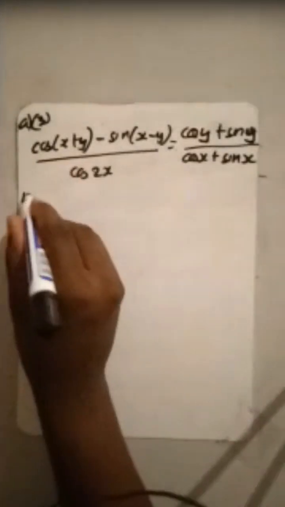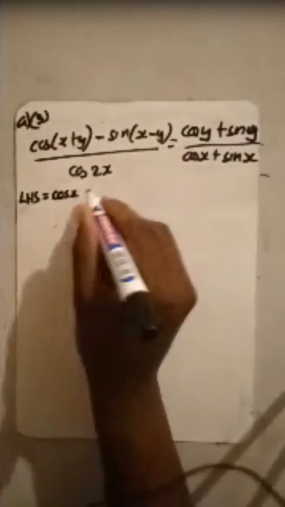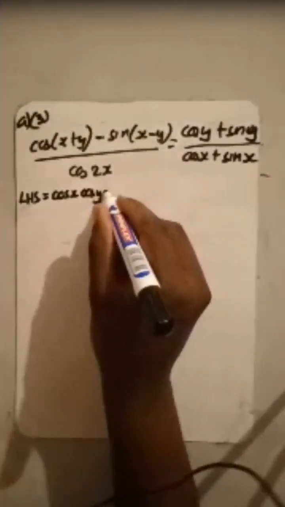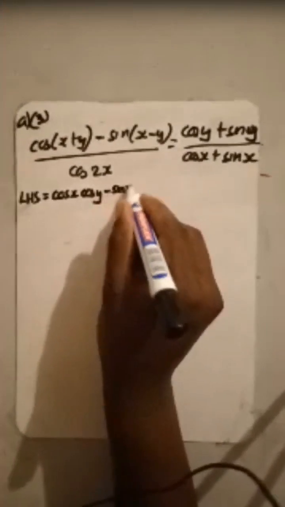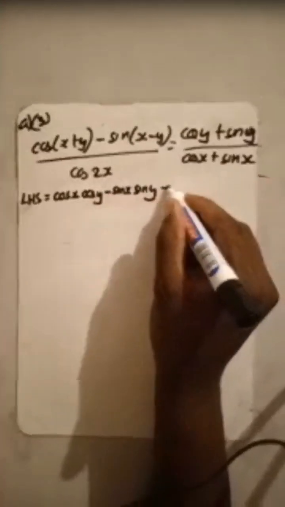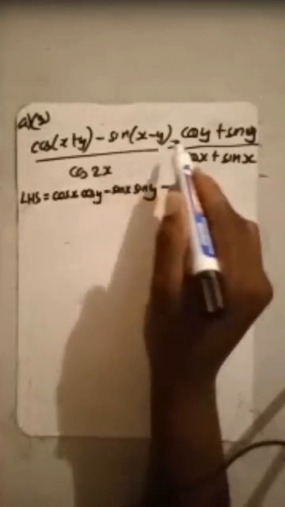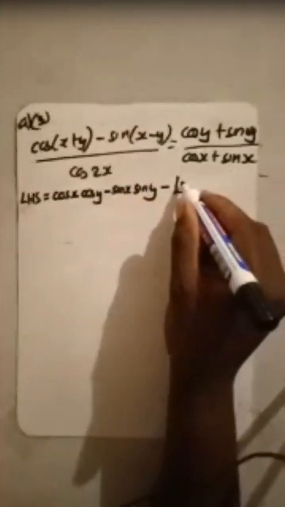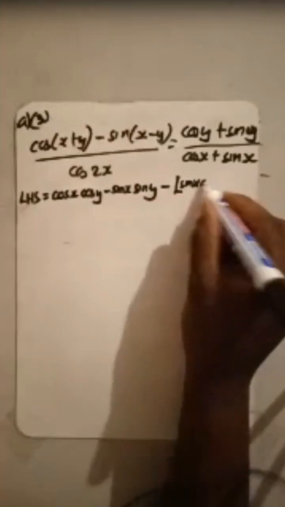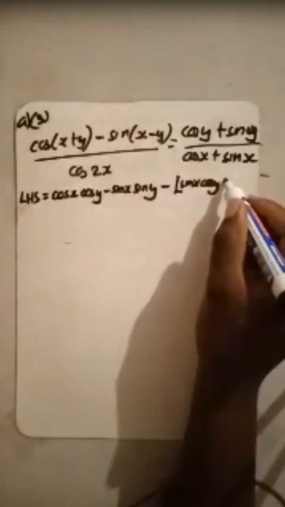Right. So I'm still going to choose the left-hand side and work on it. Let's expand. This one is going to be cos x cos y minus sin x sin y. Then we are going to have minus, and put brackets. Sine of a sum is sin x cos y, then the sign remains the same, plus cos x sin y.